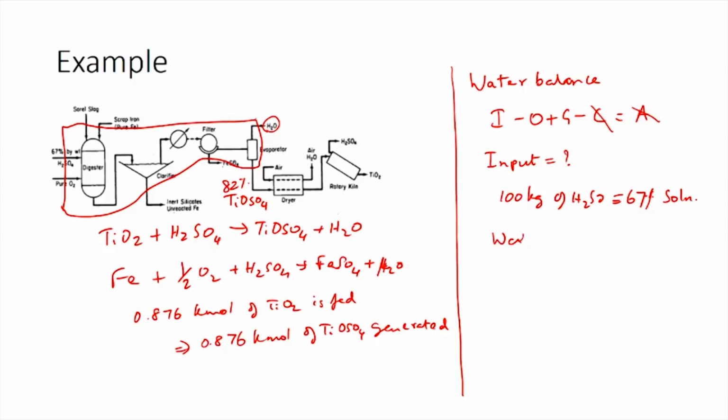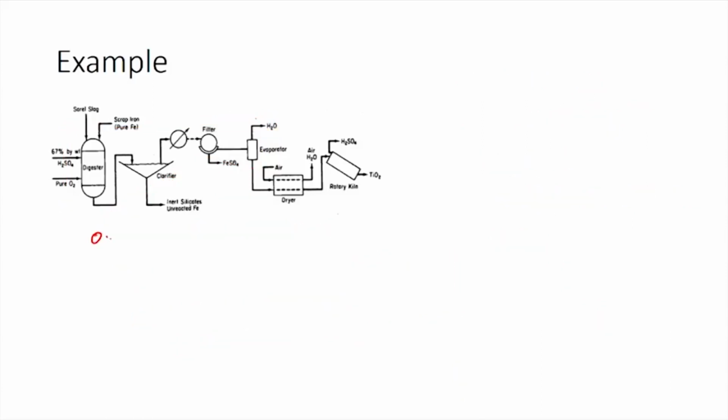So, water in this stream would be 100 divided by 0.67 times 0.33. So, this gives you a value of 49.25 kilograms. So, 49.25 kilograms of water is fed through the H2SO4 stream. Now, we need to calculate the amount of water which is leaving through the TiOSO4 slurry stream. So, let us call that output 1.